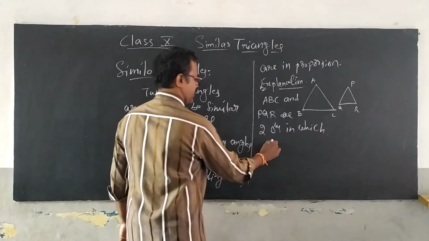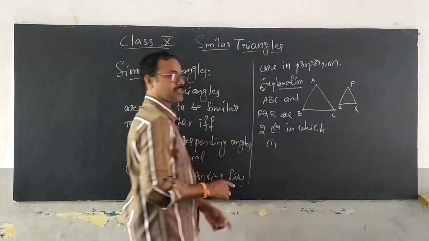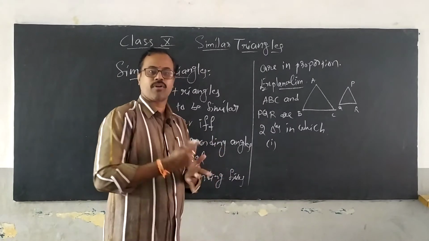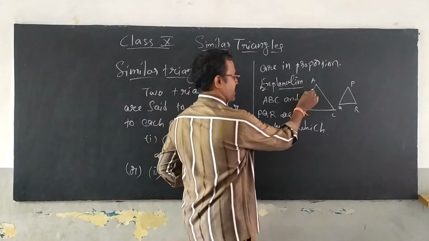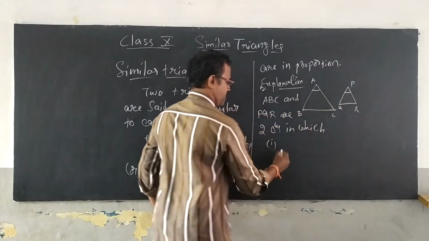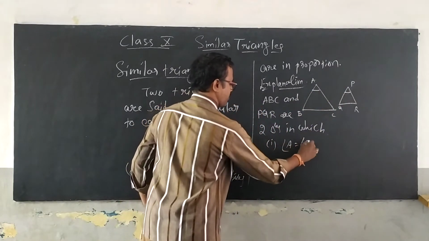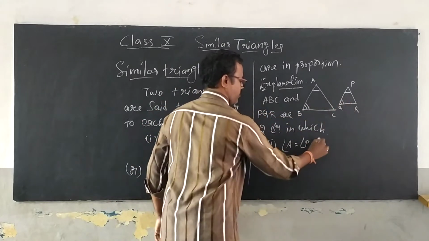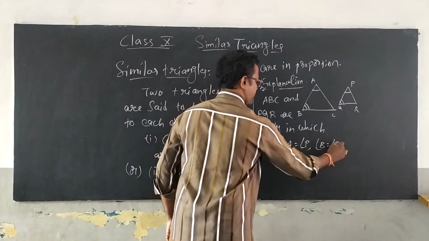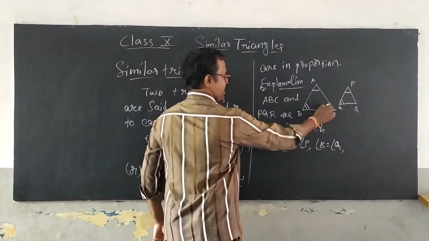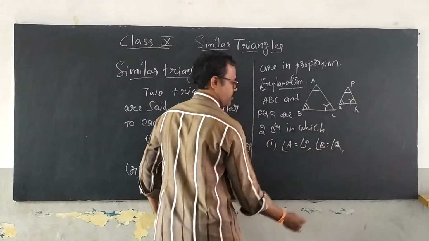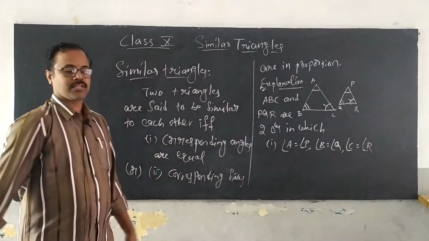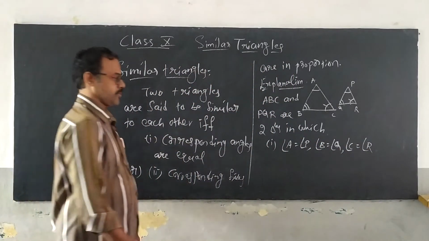The first condition is corresponding angles. Yesterday I told you corresponding means commonly responding. So here the first angle is A and the first angle is P. You write angle A is equal to angle P. Then next you come for angle B, which is equal to angle Q. Similarly, angle C is equal to angle R.